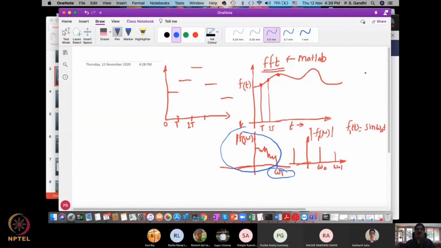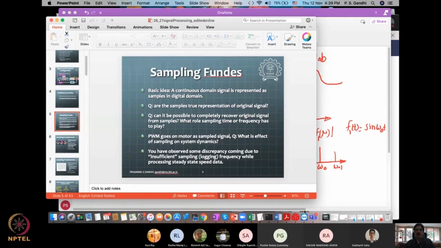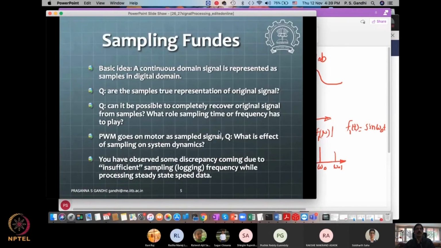So this band limited signal by omega 1 frequency, we represent either in the time domain or in the frequency domain, and we should be able to go back and forth between the time and frequency domain. That's what would happen based on the Fourier transforms. We'll use Fourier transform analysis to do that.